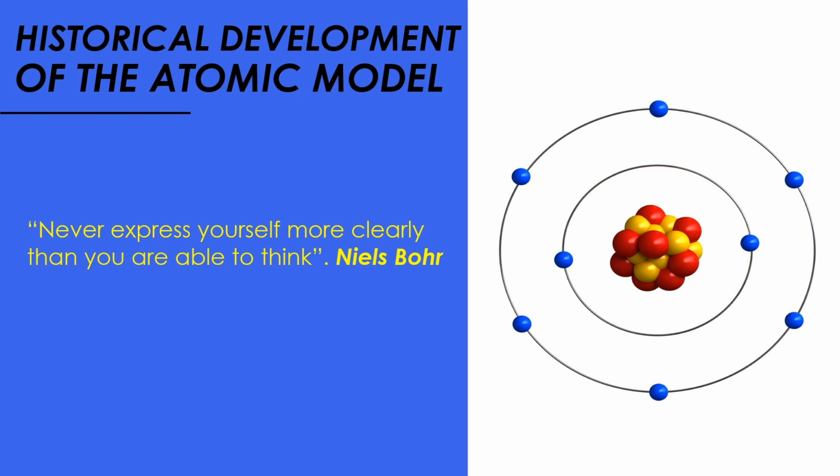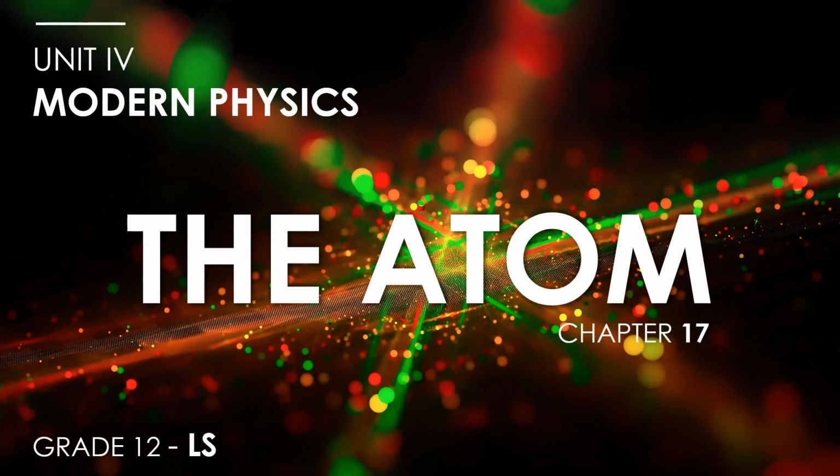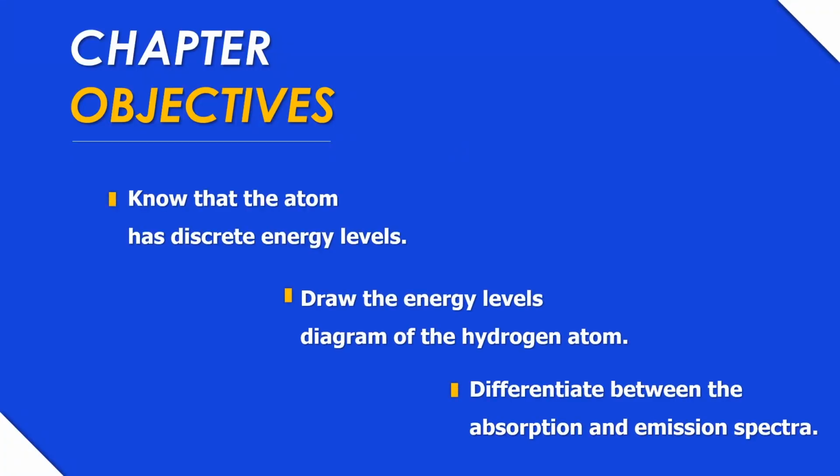Now we'll move on to start our chapter, which is the atom. So first, let's take a look at what the chapter is about, then we'll start striking ideas of this chapter. By the end of this chapter, we need to know that an atom has discrete energy levels. We need to be able to draw the energy levels in general and for hydrogen. And the most important part is differentiating between absorption and emission spectra.